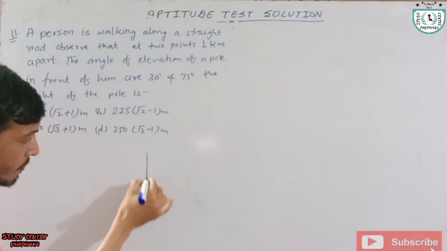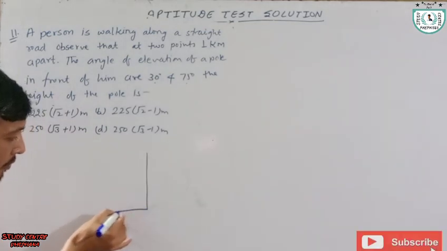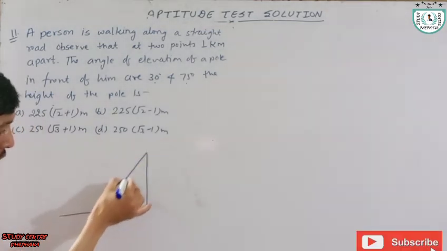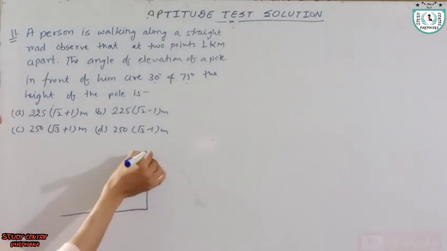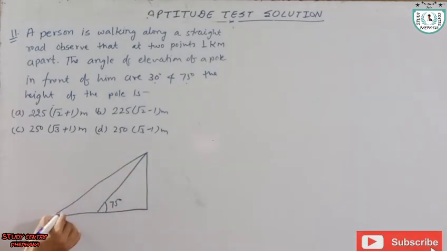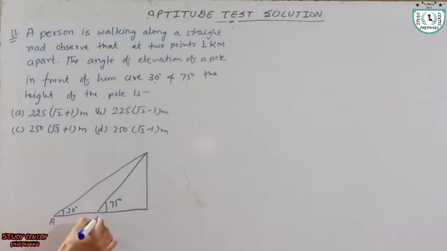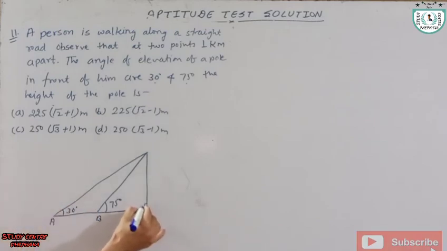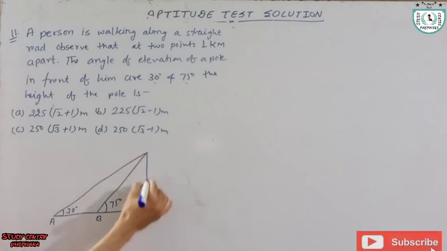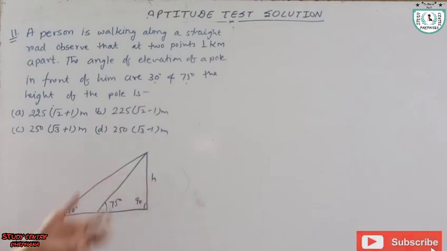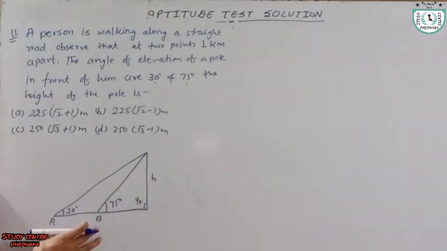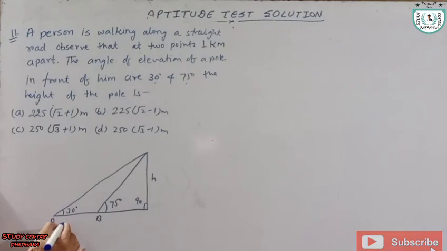According to the question, we can make a diagram like this. This is the pole, this is the angle of elevation, that is 75 degrees, and this is the angle of elevation, that is 30 degrees. Here are point A and point B. This angle is 90 degrees and the height of the pole I can say is h. We have to find the value of h. We are given AB is equal to 1 kilometer, that is 1000 meters.